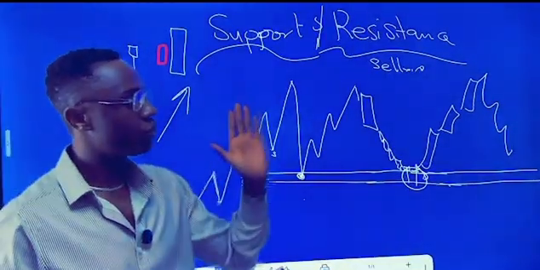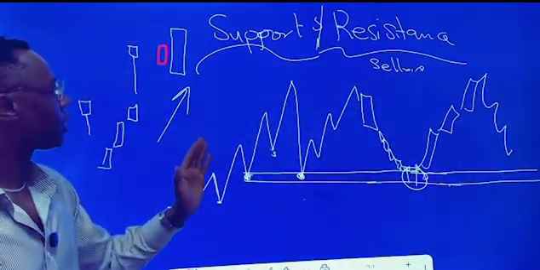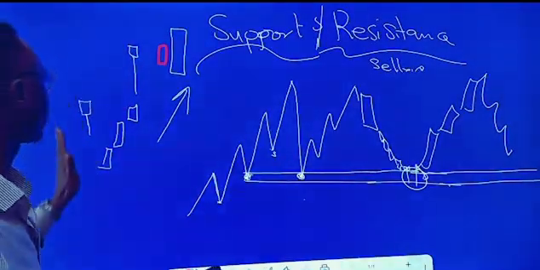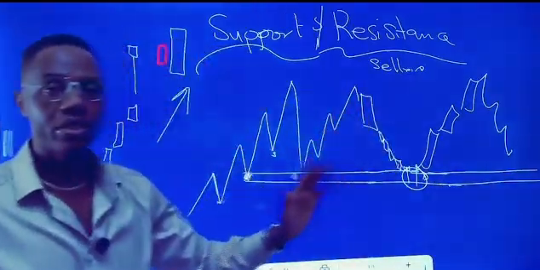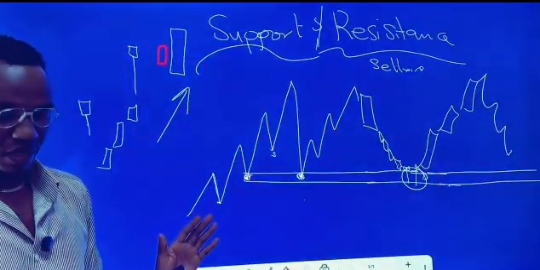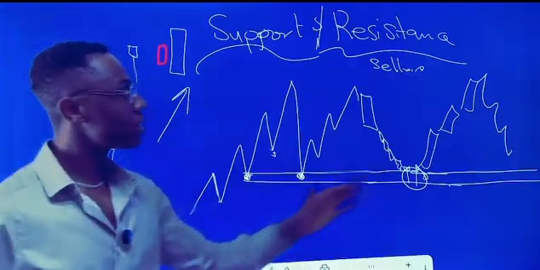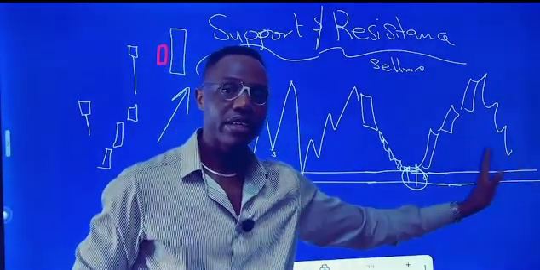So once it gets to your zone, calm down, wait and see this bullish candlestick formation. Once you see it here, you execute directly. You don't wait. Once you see it, just execute it.